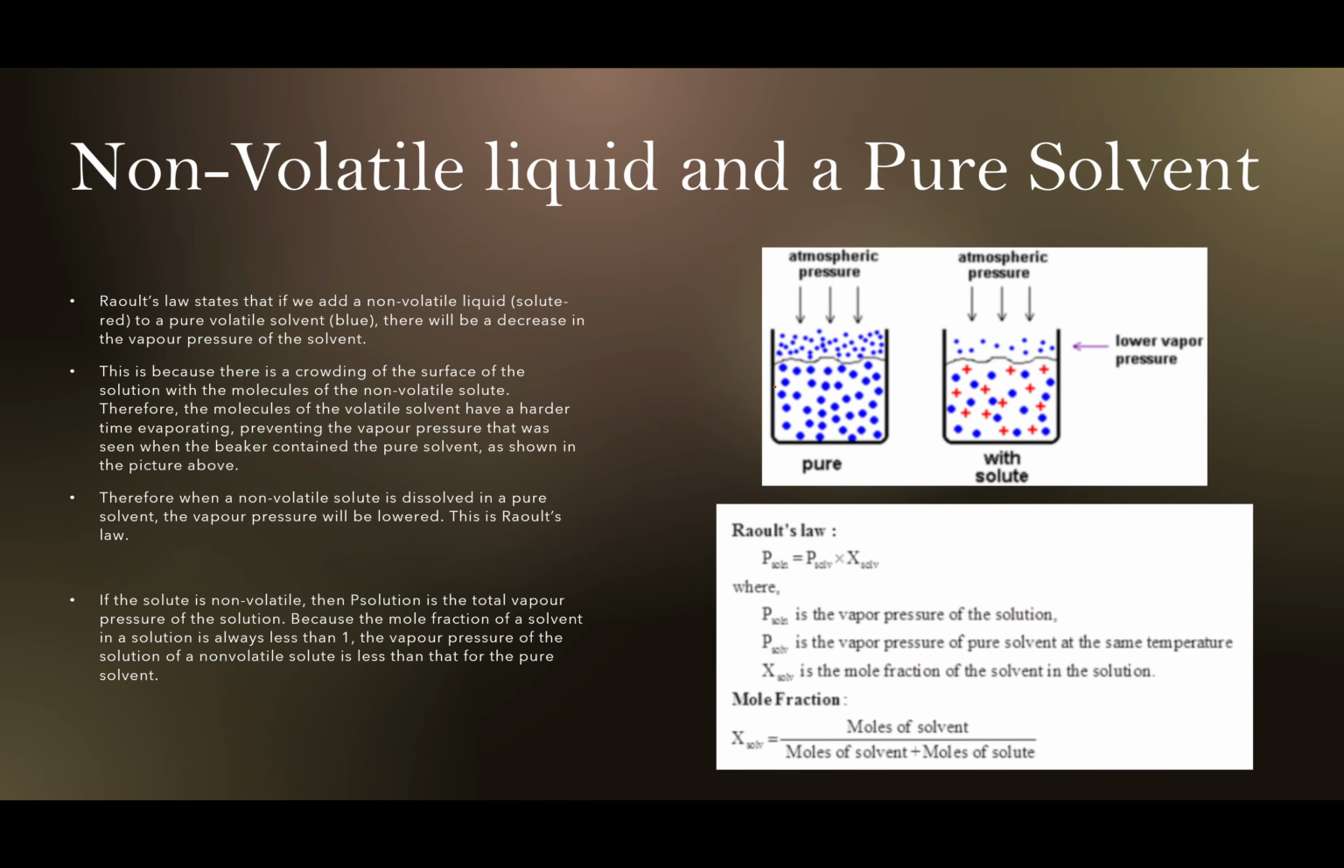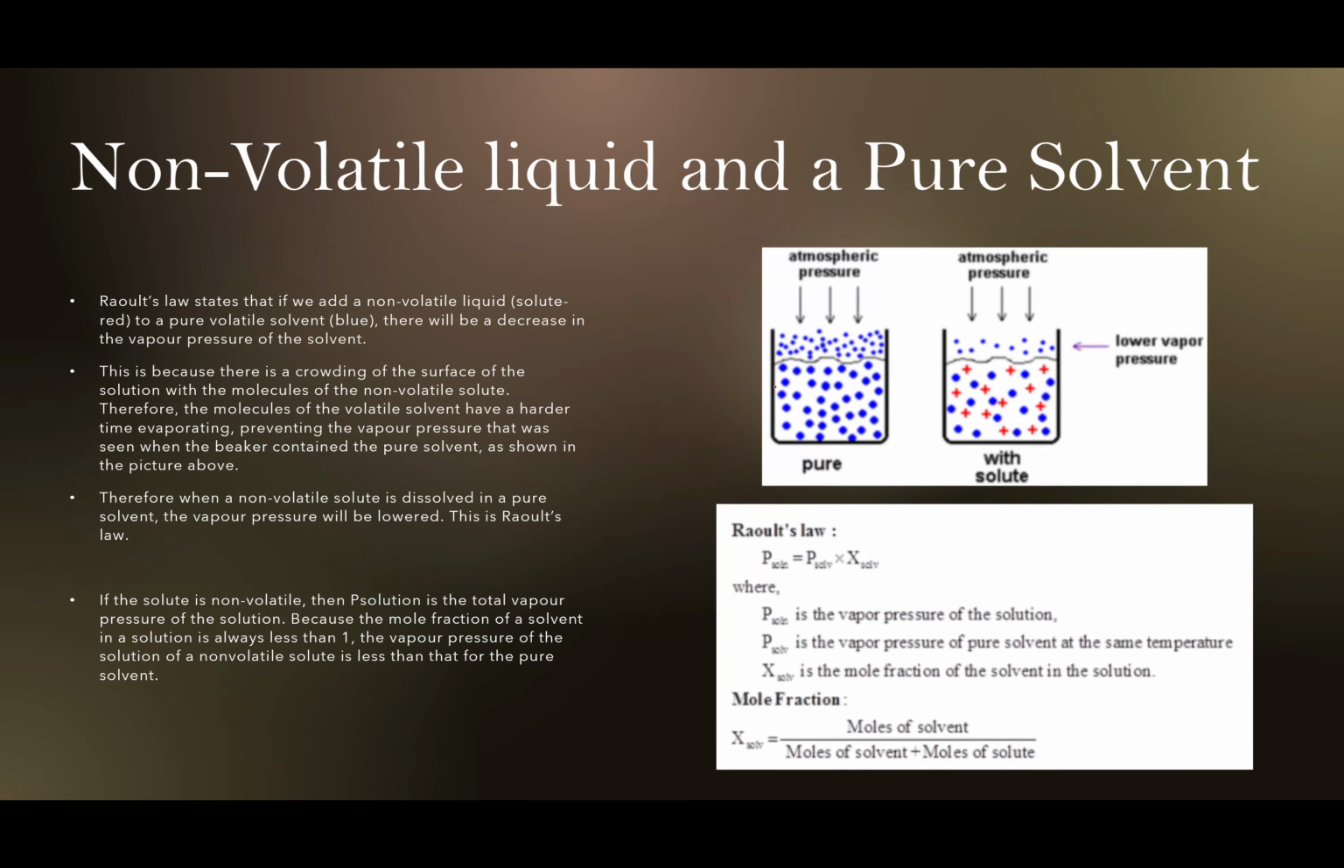So non-volatile liquid and pure solvents. Let's have a look at this, going back to this simple diagram. So we know that Raoult said that if we add a non-volatile liquid to a pure solvent itself, there will be a decrease in the vapor pressure of the solvent. We spoke about this because it's going to act as if it's blocking the volatile solvent from actually evaporating. We say it here again: this is because the solute at the surface of the solution blocks that evaporation. It prevents the vapor pressure from increasing. It prevents that evaporation from taking place.